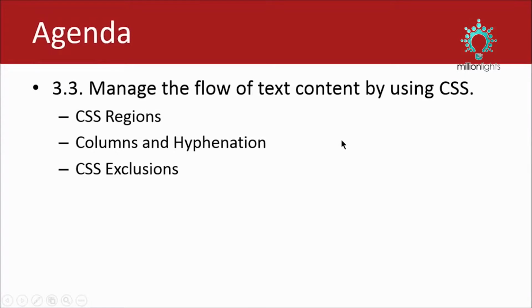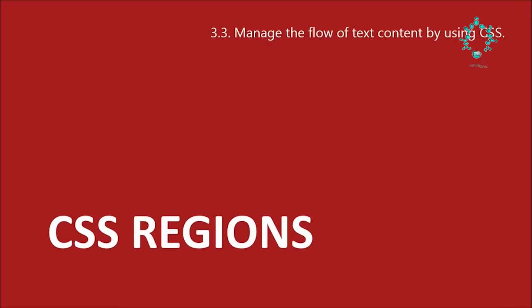All right, we're going to cover Objective 3.3, manage the flow of text content by using CSS. In doing that, we're going to focus on CSS regions, columns, and hyphenation, and then also CSS exclusions. Got a couple of great demos for you, too, to show you the power of each of those things. So we'll get started with CSS regions.